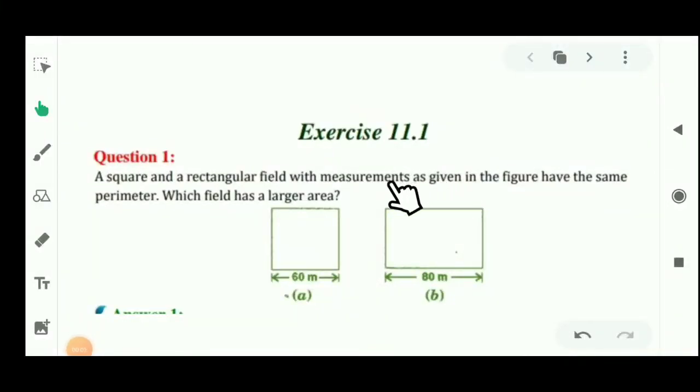Hello students, today I will start chapter number 11, exercise number 11.1. Let's see the question number 1.